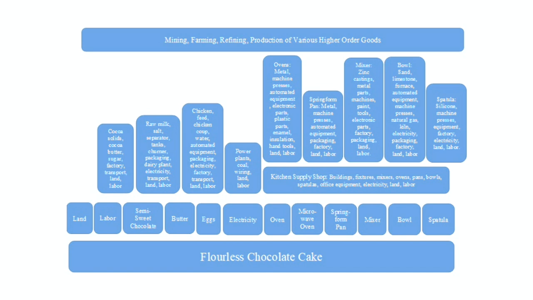insulation, hand tools, labor and land, just to produce an oven that can then be used to produce a flourless chocolate cake. Likewise, if you're going to produce a mixer, and my preference is the KitchenAid stand-up mixer, I'm not getting paid for this, I'm just saying, because I'm going to talk about this, it's highly productive.